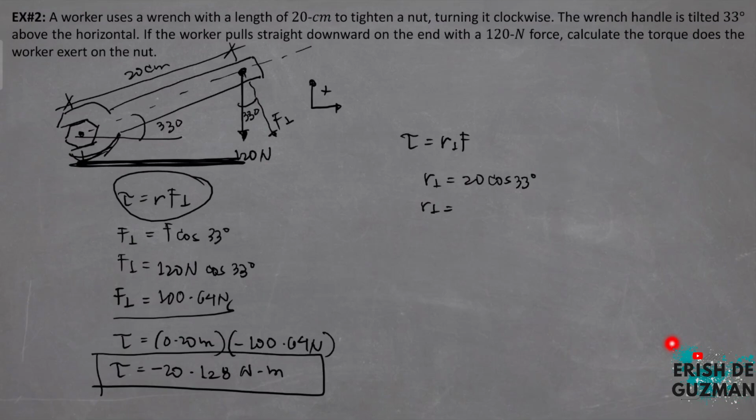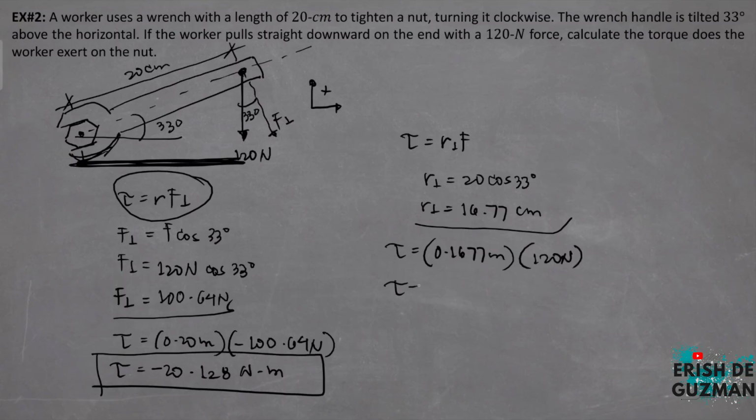This is equal to 16.77 centimeters. Ito ngayon yung gagamitin natin sa equation to calculate for the torque. Ang radius natin is 0.1677 meters times the force na 120 Newton. By calculating, torque is equal to 20.128 Newton meters. Pareho lang sila ng value.